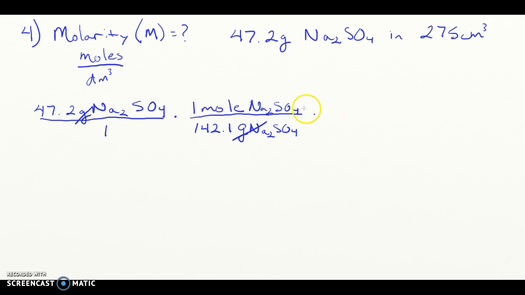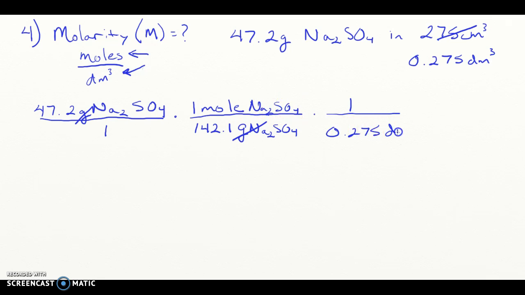Okay, the last step. Now I have moles, and I need to get decimeters cubed. The only bit of information I have left is 275 cubic centimeters, and remember, 3 to the left converts it to decimeters cubed. We move our decimal to the left 3 spaces. So it'll be 1 over 0.275 decimeters cubed.